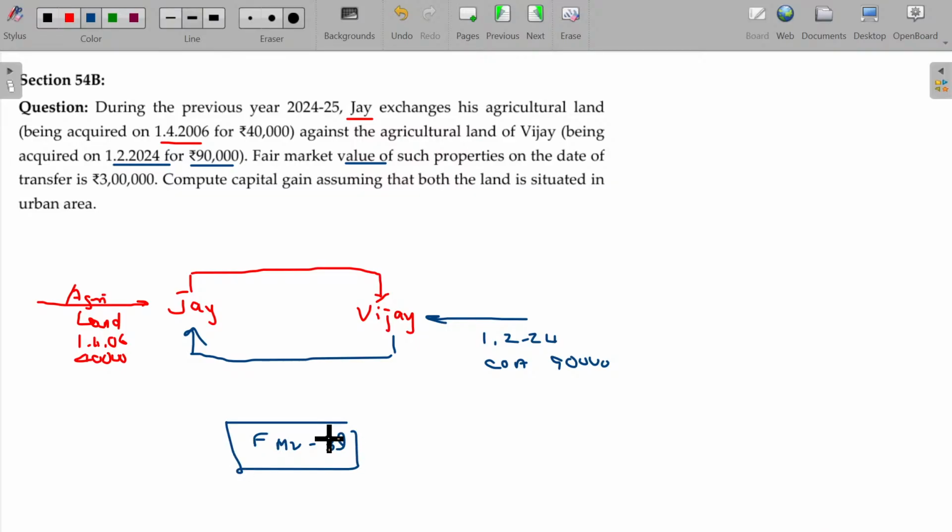Clear? You know that if the sale consideration is non-determinable, you can take the fair market value as on the date of transfer. Let's now calculate for J. Very interesting illustration. Where the sale consideration is not given, the fair market value on the date of sale will be taken as sale consideration, 3 lakhs, minus indexed cost of acquisition.